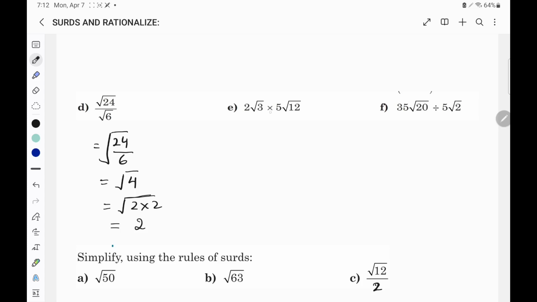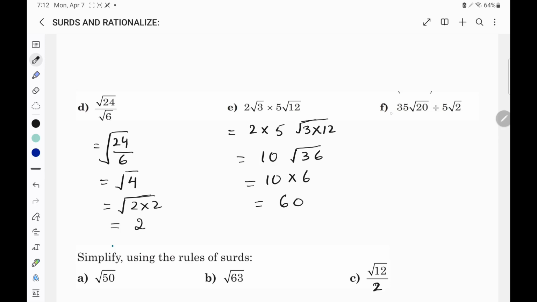Okay, now this question, we can multiply integer to integer and surd with surd. So it means 2 times 5 we can multiply together, and we can multiply square root 3 and square root 12 together. So that is 10 square root 36, since 3 times 12 is 36, and square root 36 means 6, which will be equal to 10 times 6 is 60. That is your final answer.